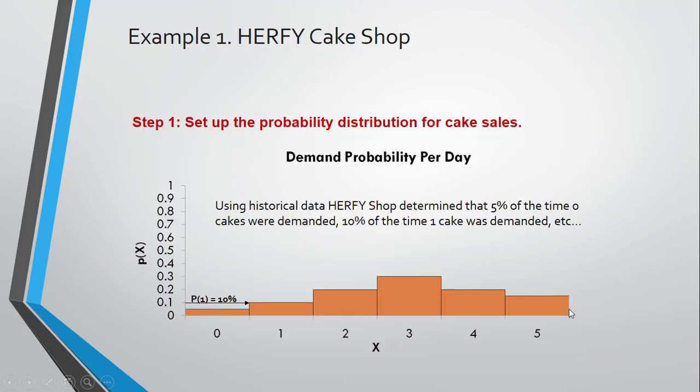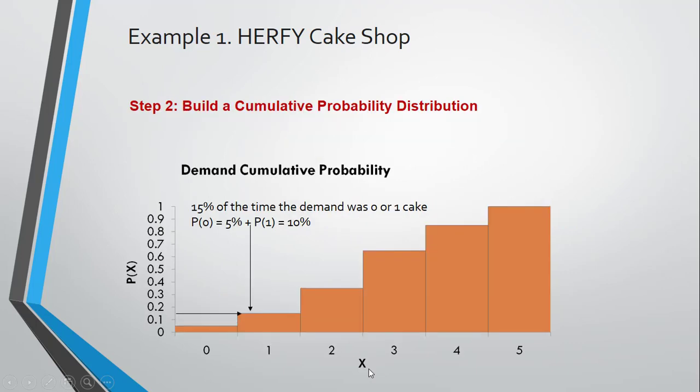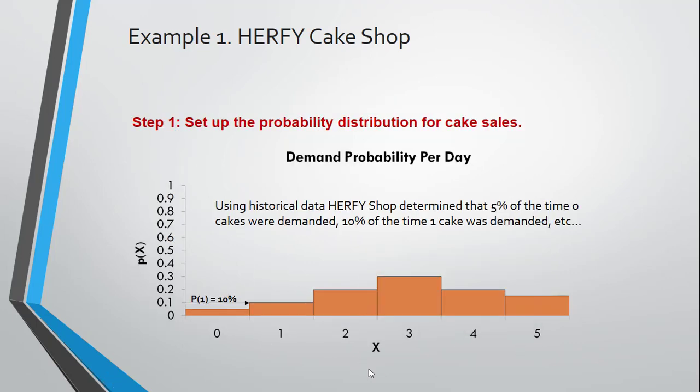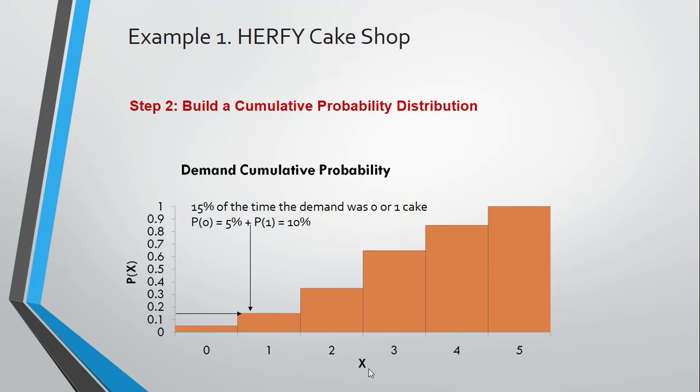How do we do that? You can set up the probability distribution for cake sales. No cake, 1 cake, 2 cake, 3 cake, 4 cake, 5 cake. You have that historical data. You determine that 5% of the time 0 cakes were demanded, 10% of the time 1 cake was demanded, etc.